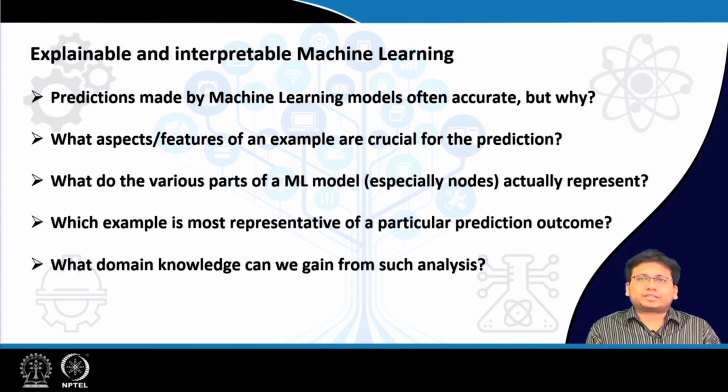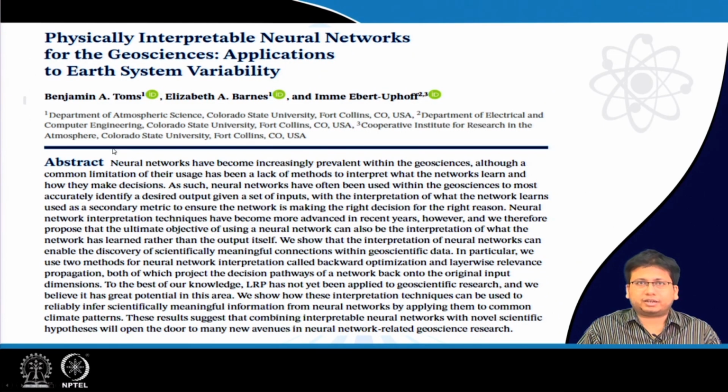Also, some questions might be asked. So many training examples are there, each of which is mapped to some kind of prediction by whatever model we are using. So, for a particular prediction outcome, if we are doing some kind of classification analysis, is there something like the optimal or the prototypical input which causes that prediction outcome? And finally, what is the domain knowledge about the process that we can get from this kind of analysis? So, all these are questions related to explainable and interpretable machine learning, which we will study here through 3 research papers that have appeared mostly in the last 2 or 3 years.